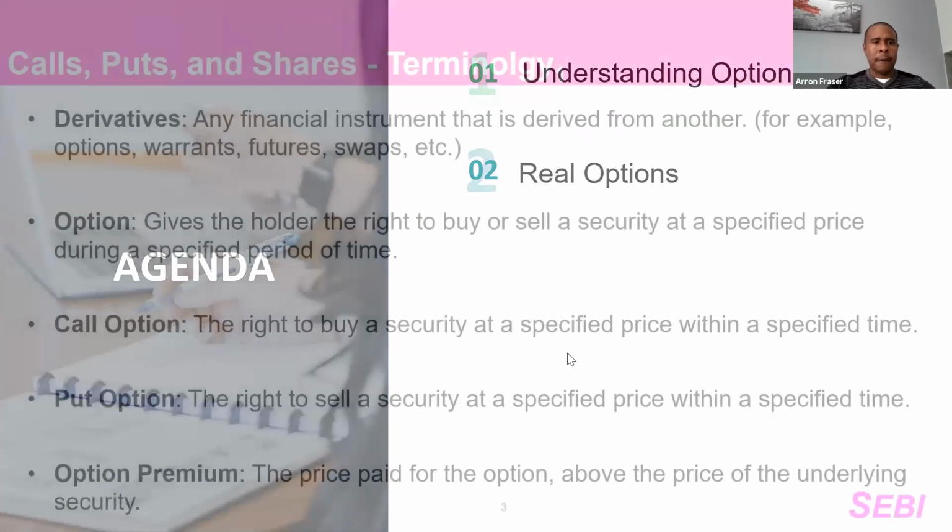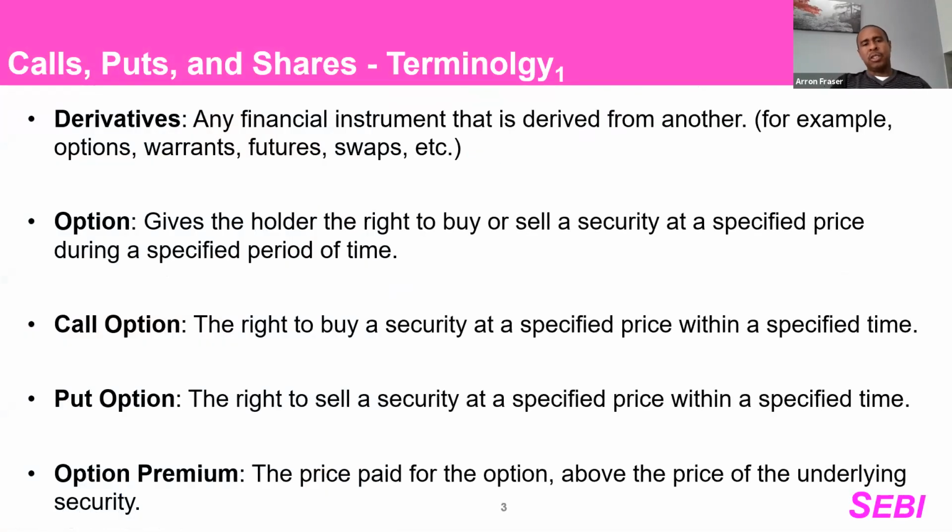Good. So a couple of terminology that you should be comfortable with. There are derivatives, which is any financial instrument that is derived from another. For example, you have options, warrants, futures, swaps. Those are financial derivatives. Then you have options, which give the holder the right to buy or sell a security at a specified price during a specified period of time.